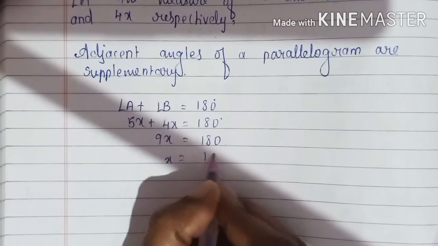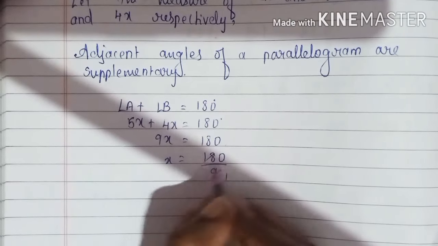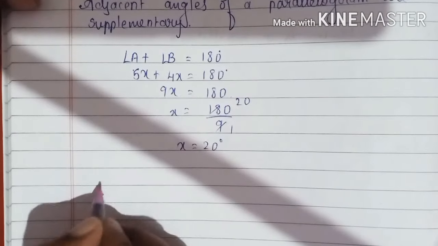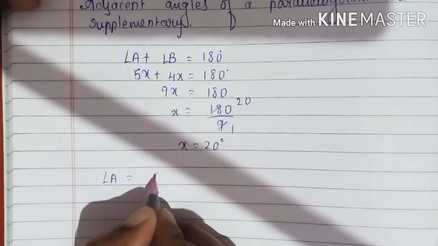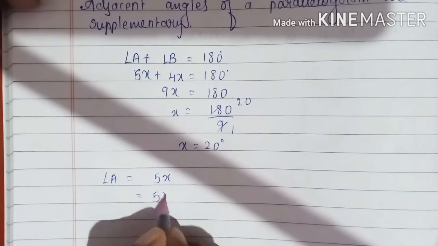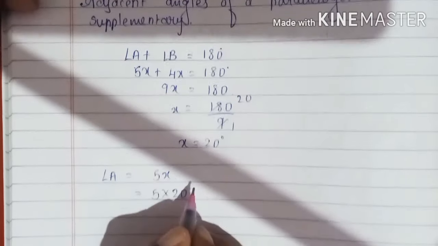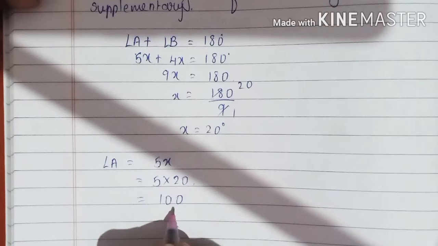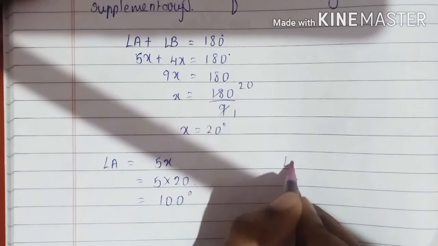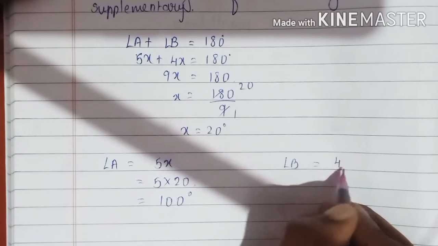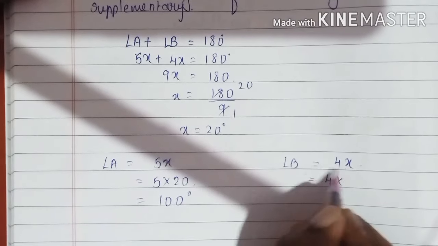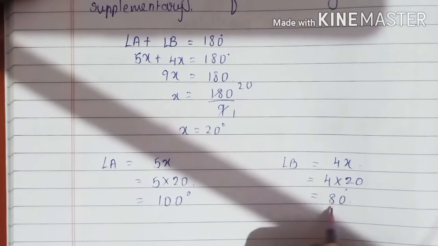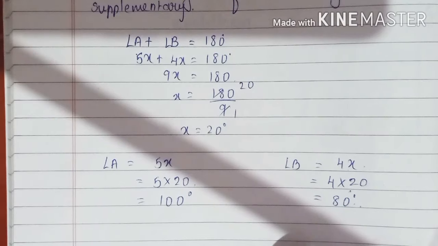Now take 9 to the right hand side. So this will become division. 9 ones are 9, 9 twos are 18. So x will be 20. Now we will find out the measurement for angle A. Angle A is 5x. So in place of x we will put the value of 20. 5 twos are 10, so it will be 100. 5 20s are 100 degrees. Same way we will find out angle B. Angle B is 4x. So 4 multiplied by 20, 4 twos are 8. So this will be 80 degrees.